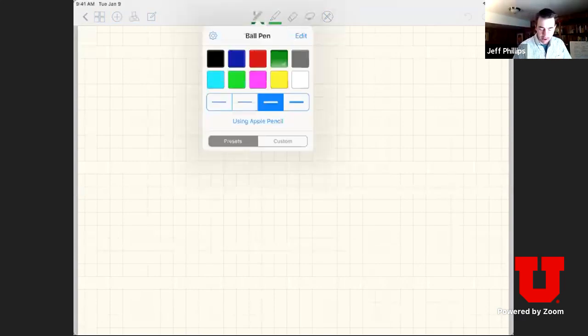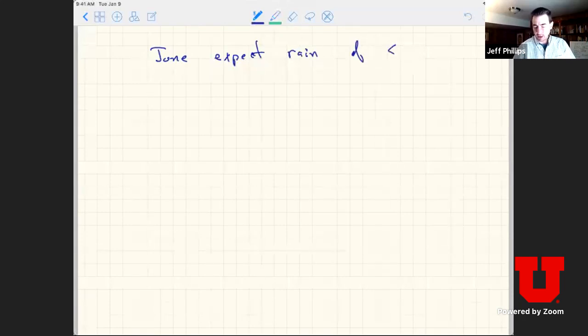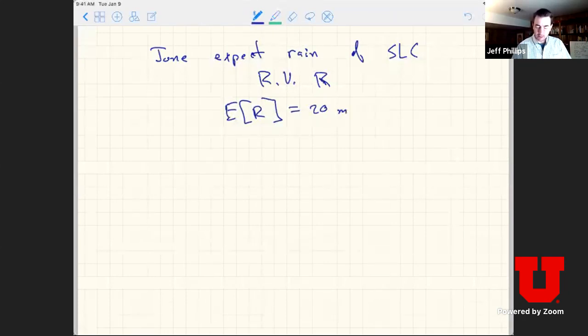Let me give you an example of a problem where we would actually use this. Let's say that in June, the expected rain at the Salt Lake City airport is some random variable r. I can look at the expected value of r. If you look this up, it's roughly 20 millimeters of rain. It's a pretty small amount, right? 20 mil. If you're not used to the metric system, it's pretty small. Maybe someone can look up how many inches that is. That's a small number of inches.